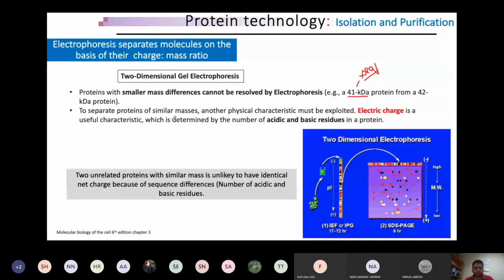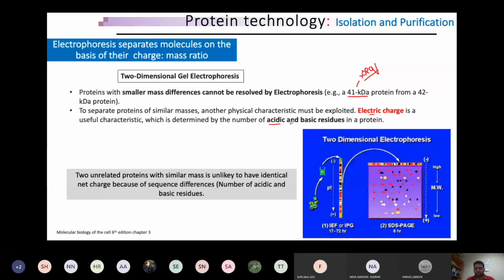So how do we normally separate proteins which have similar masses? You could take another physical characteristic, and in this case it is the electric charge. So you could separate the proteins on the basis of electric charge as well as on the basis of mass. That is why it is called two-dimensional. One dimension is the mass, another dimension is the electric charge, and electric charge we know is determined by the amino acids which are present.